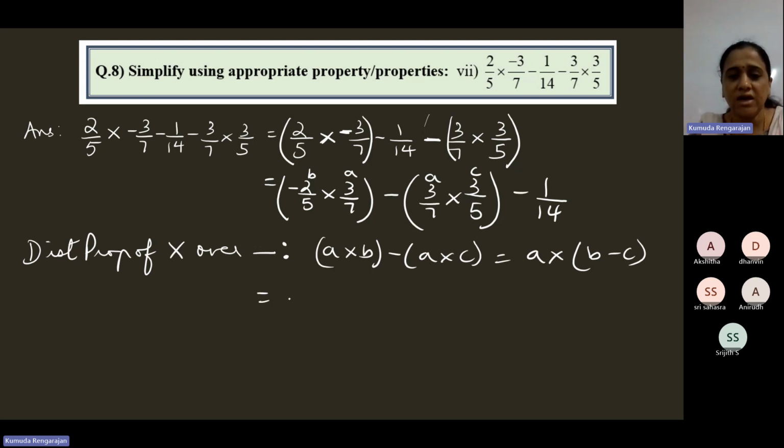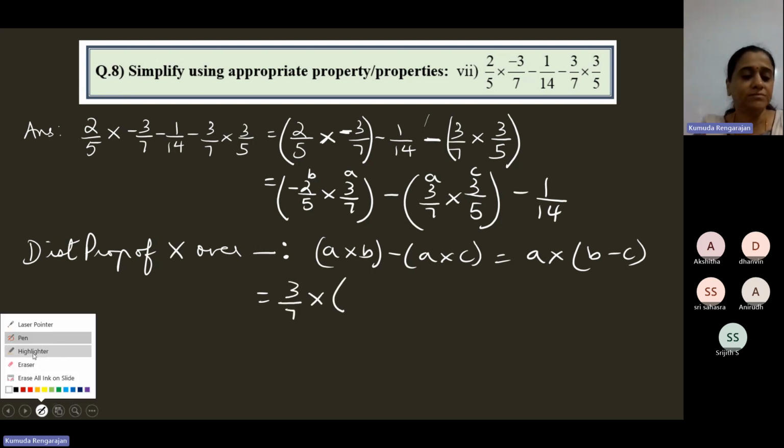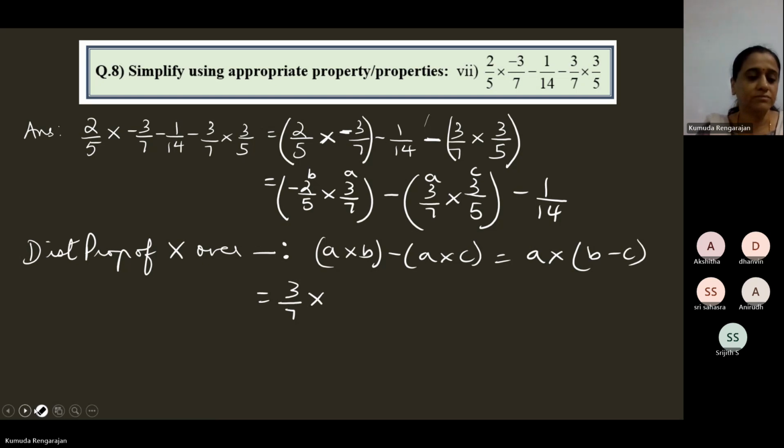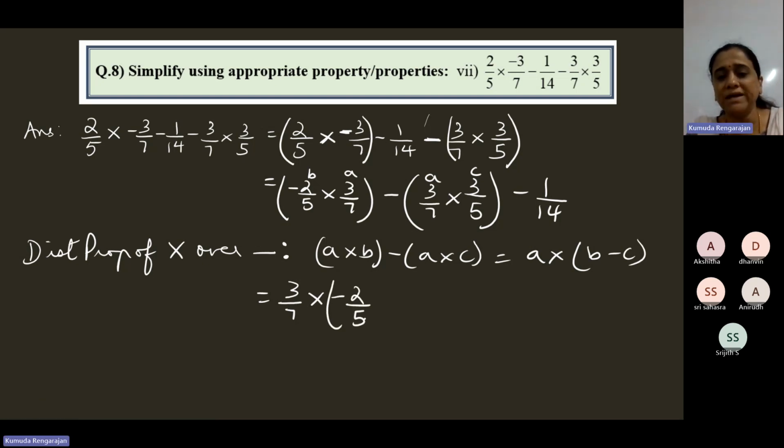So the answer is A into, what is A, Harini? 3/7 into B minus C. What's B? Minus, yeah, B minus C. Minus 3/5. So this is according to the rule. Then what is the other number I should write? Minus 1/40. Okay. Very good.